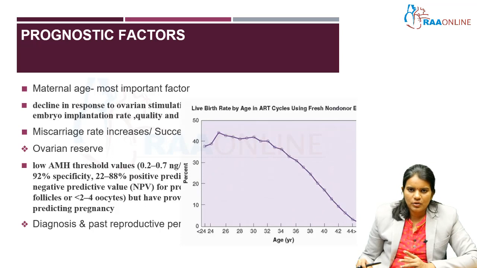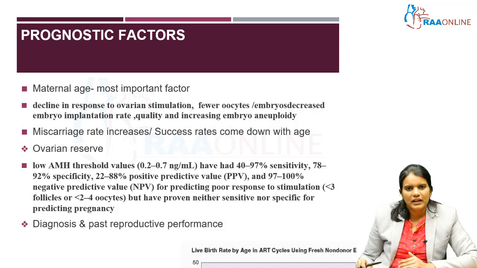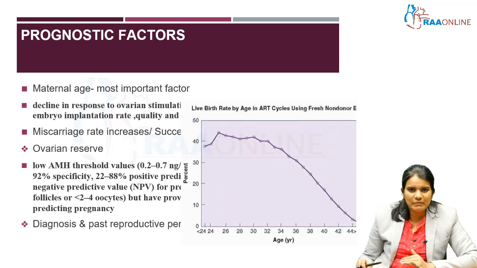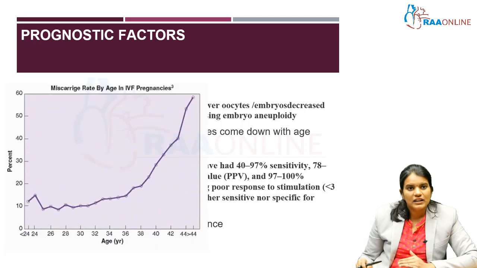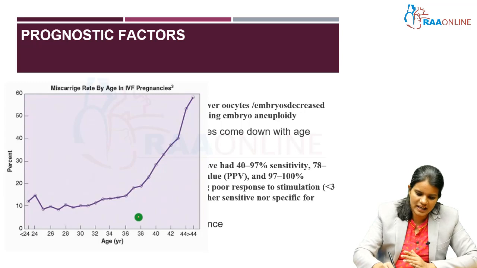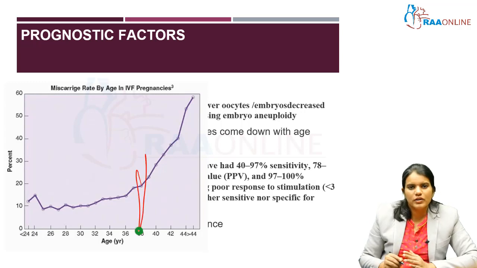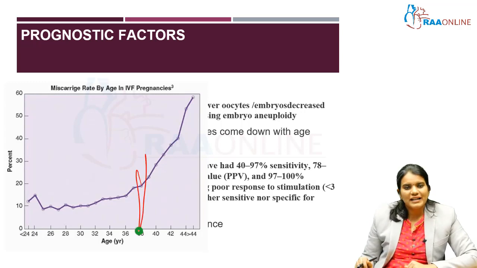So, as we know, the live birth rate decreases with age. That is because the oocyte quality, the embryo quality, the implantation, everything decreases. There is a rapid decline if you see after 35-36 years of age. Then live birth rate decreases and the miscarriage rate increases as the age increases, especially after the age of 38. So, it's very important for women to conceive earlier.